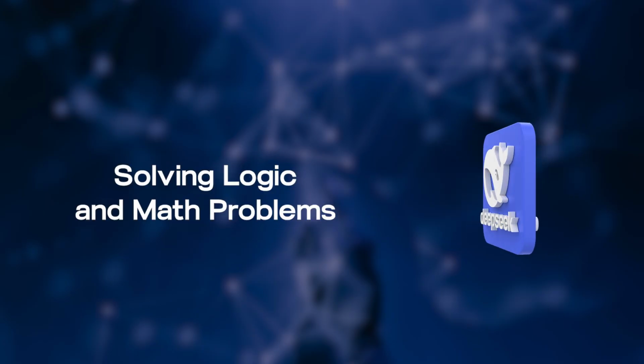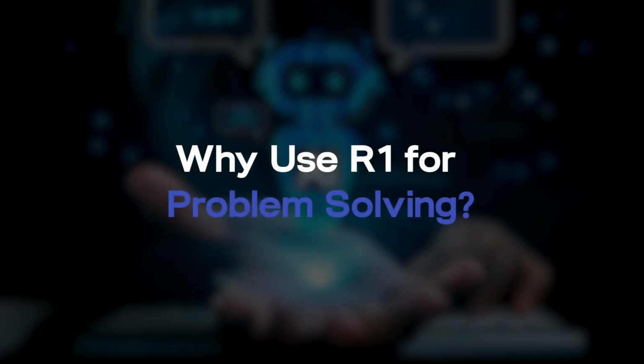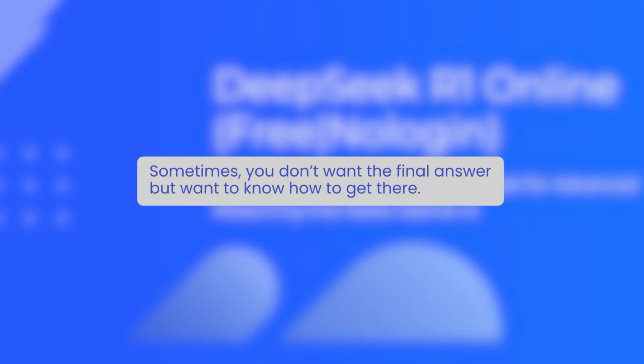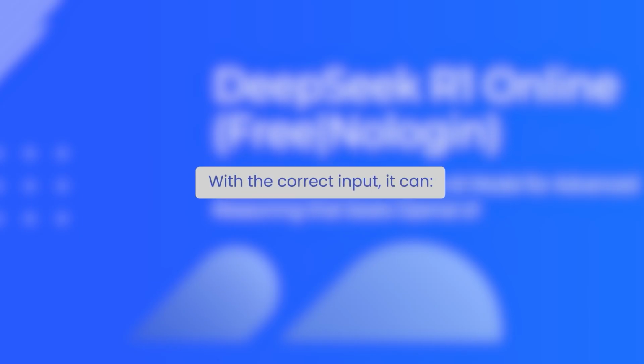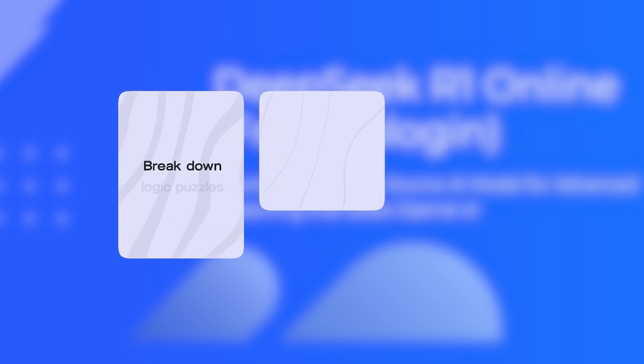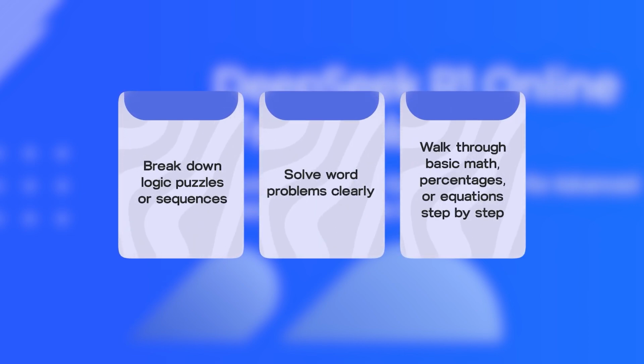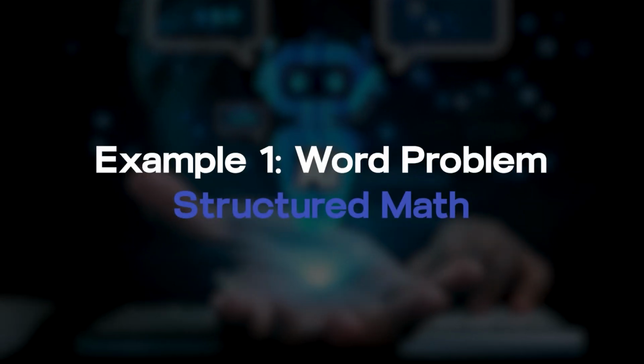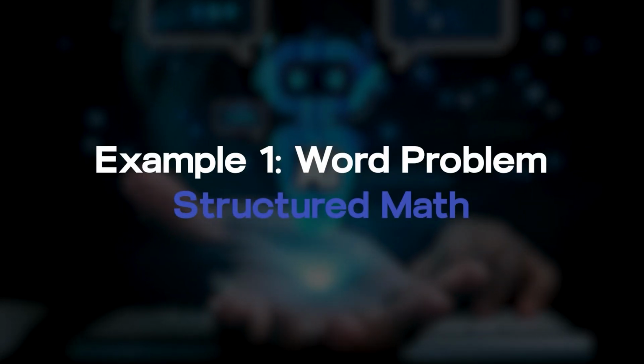Solving logic and math problems. Why use R1 for problem solving? Sometimes you don't want the final answer, but want to know how to get there. That's where R1 shines. With the correct input, it can break down logic puzzles or sequences, solve word problems clearly, walk through basic math, percentages, or equations step by step. Example 1, word problem. Structured math.